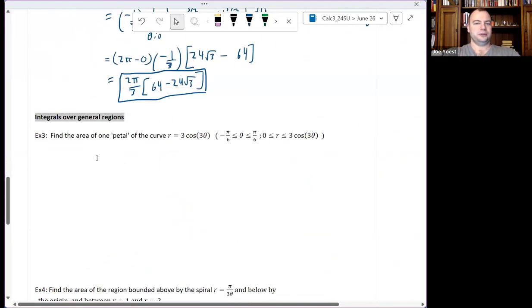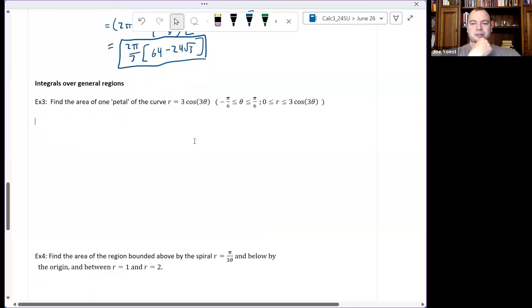So what if we want to do integrals over general regions in polar coordinates? What does that look like? So let's take this example. You might have done this in Calc 2. We could do this in Calc 2 in a different way, but we're going to look at a way of doing it in Calc 3 with a double integral. Find the area of one petal, so to speak, or leaf of this curve r equals 3 cos of 3 theta.